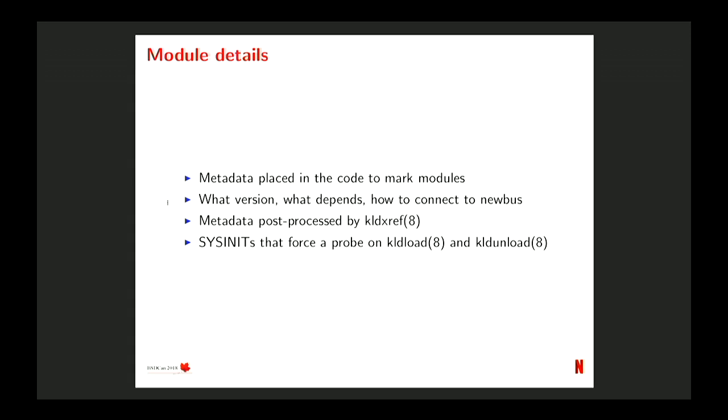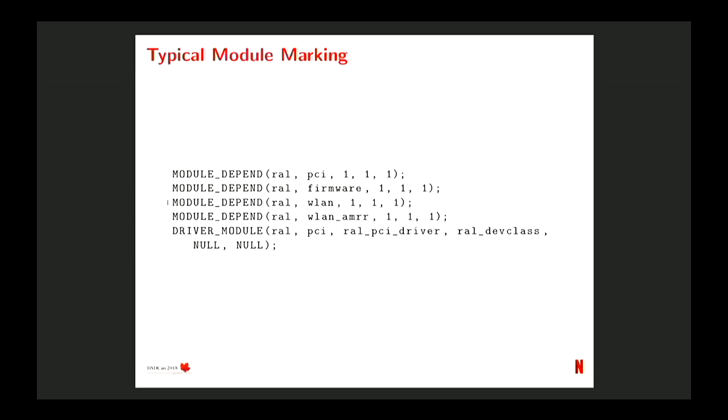And all of this metadata, when you do an install kernel and you're not cross-compiling, is processed. It looks at all the KOs that were just installed and runs KLDXref to create a linker hints file that is kind of the key to a lot of the stuff I'm doing. This is just an example. This module depends on PCI and the firmware interface, and it's a WLAN driver, so there's a couple of other things, and then it attaches to PCI.